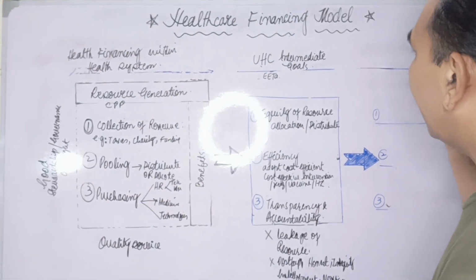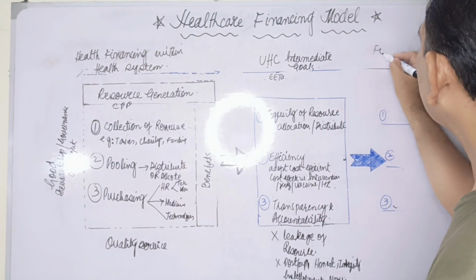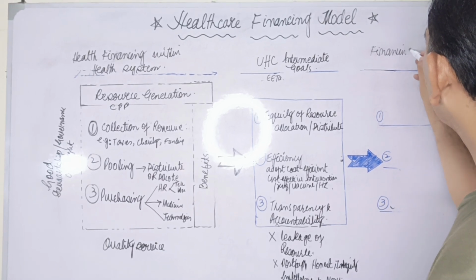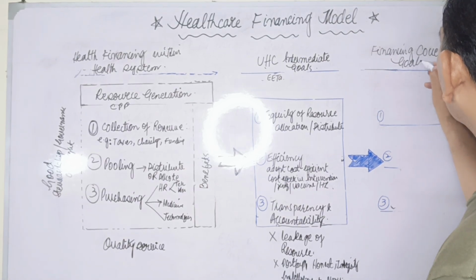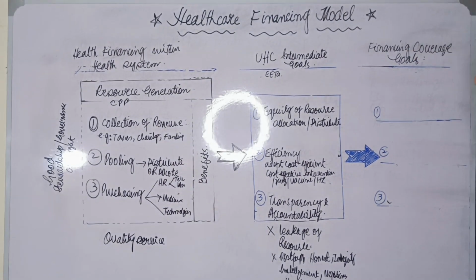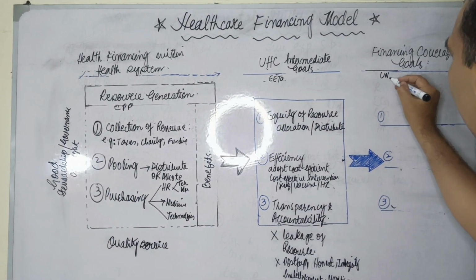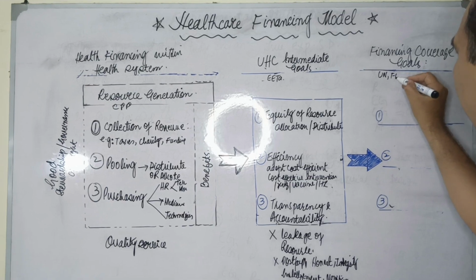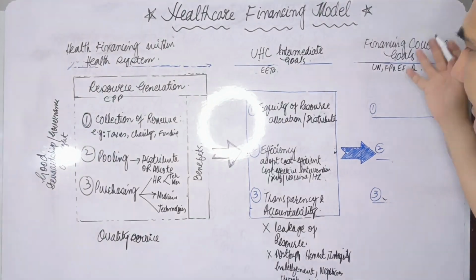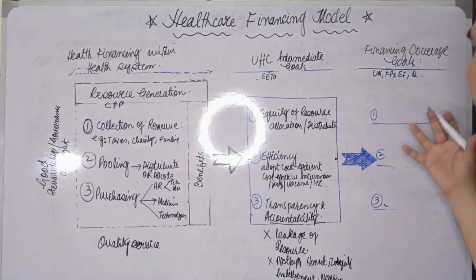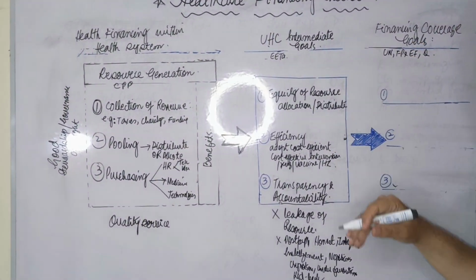And the right arm of healthcare financing is the financing coverage goal. These are the ultimate goals. Under this arm of financing coverage, we should always keep in mind the components UN, FP, and EF, and Q. By this mechanism, you can keep track of the procedures that happen under this right side of the arm of the healthcare financing model.